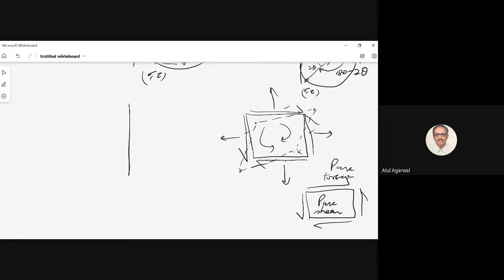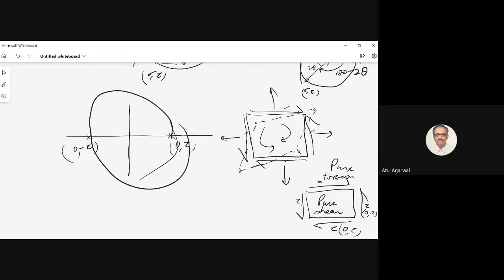How do you handle pure torsion? Now this you see, you call it tau. So this is a counterclockwise twist. So what will be shown? 0, minus tau. This is a clockwise twist. So you have got two. This point is 0, tau. This point is 0, minus tau. So for pure torsion, for the case of pure shear, your Mohr circle is like this.